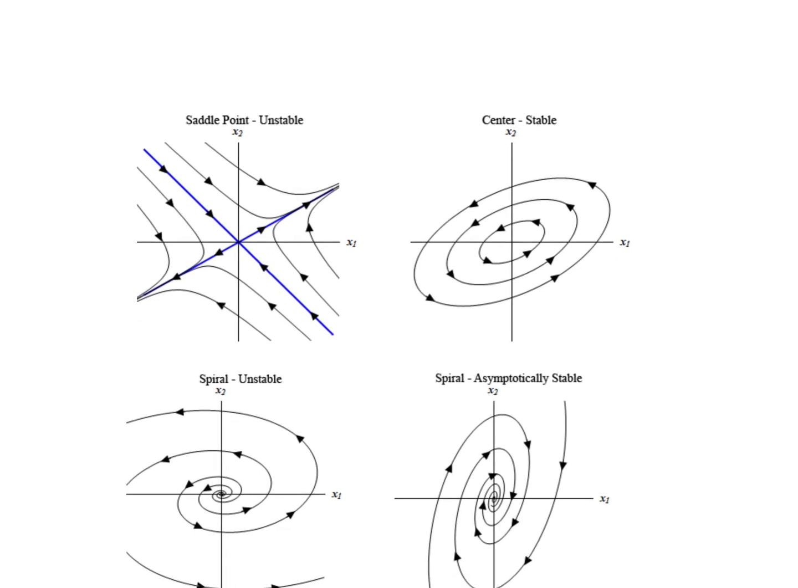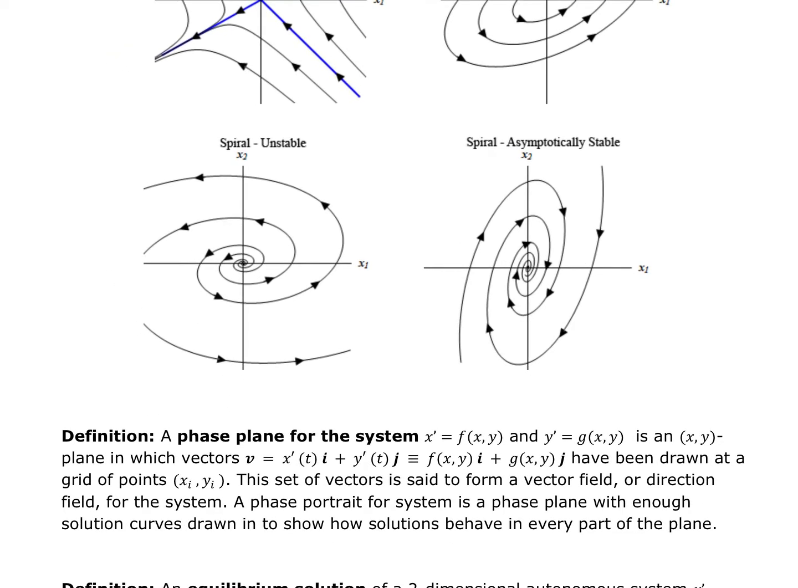We have a saddle point, and this is unstable. Notice how I have some that are coming in and some that are going out, and it's going along those lines as we go out. We have a center. This is stable. This is periodic. So when we think about 3.7, we had some that were periodic. Then we have a spiral that is unstable. We're spiraling out. And then we have a spiral that's asymptotically stable. We're spiraling in, and it seems to be along this axis, give or take. So it's kind of squished. It's like a spiral that's kind of squished.